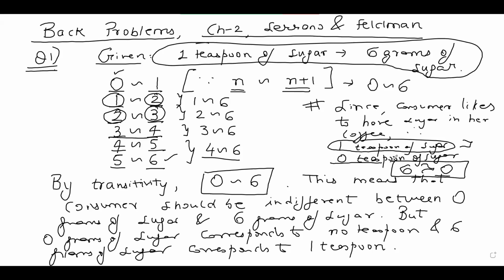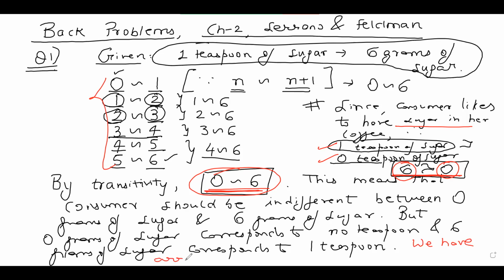So are we arriving at a contradiction? Yes, look at this. By transitivity, the consumer should be indifferent between 0 and 6 grams. But in the beginning of the question, we were given that the consumer likes to have sugar in her coffee. That means for this consumer, 1 teaspoon of sugar should give more satisfaction than 0 teaspoon of sugar. 1 teaspoon of sugar contains 6 grams. 0 teaspoon of sugar contains 0 grams. For this consumer, 6 should be preferred over 0. But by transitivity, the consumer should be indifferent. So therefore, we have arrived at a contradiction.